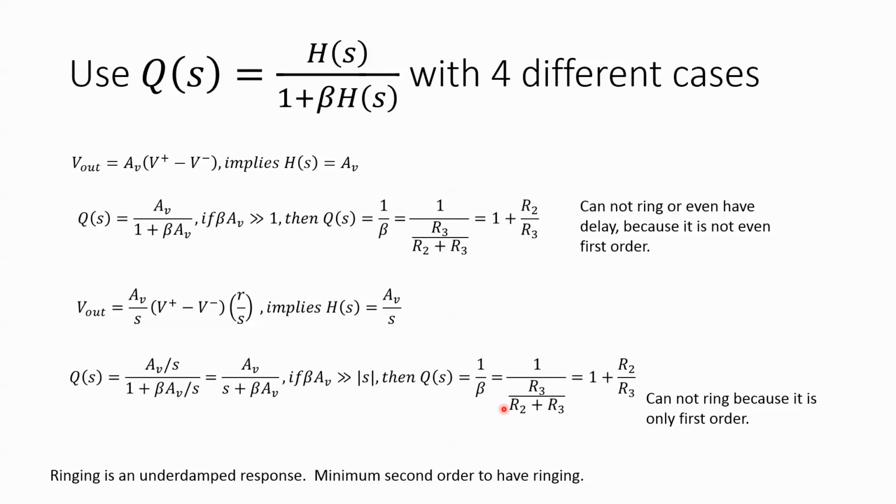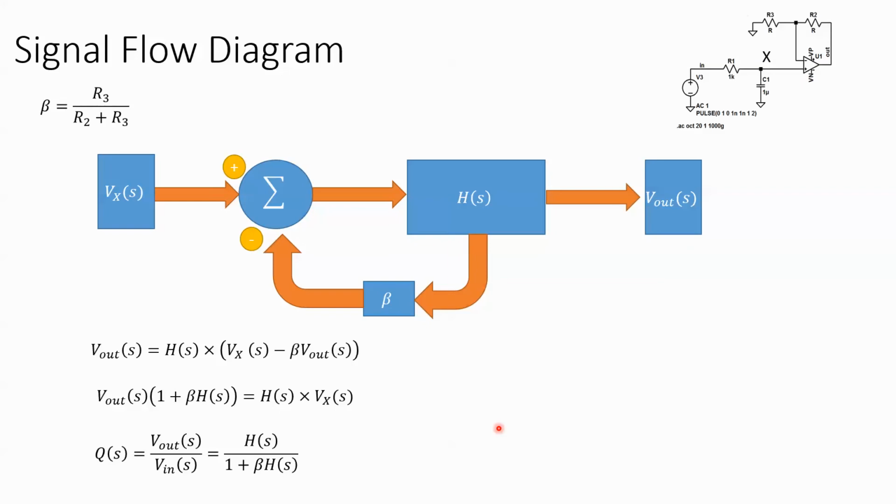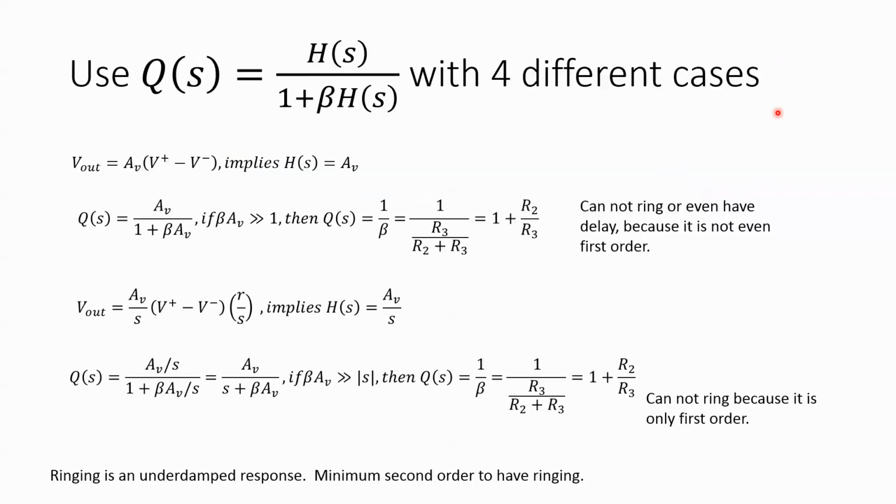And you might ask yourself, hey, here's a second order part, and here's a first order times a first order. Why can't I have ringing? Because when you chain a first order times a first order, sure, you get a second order, but the roots can't become complex.